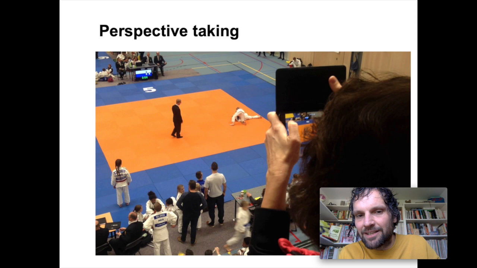Now, the referee, the guy in the black, he's looking at that scene, but he's looking at it from a certain perspective. Namely, are these two people following the rules? Should I say stop? Should I say go? Did one person win? Is that a correct throw? And so on. So the referee has a certain perspective.